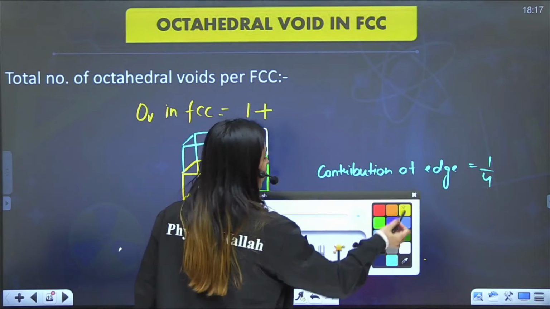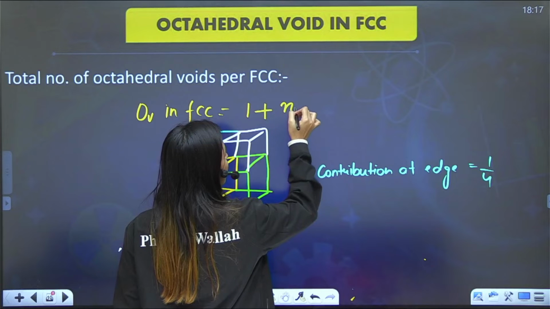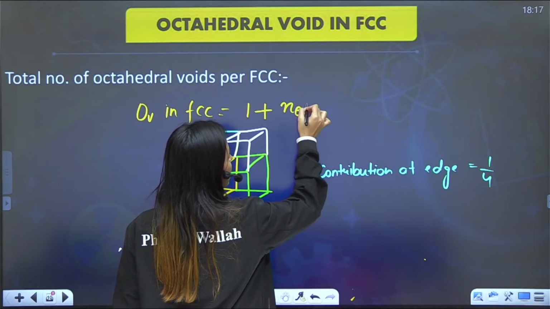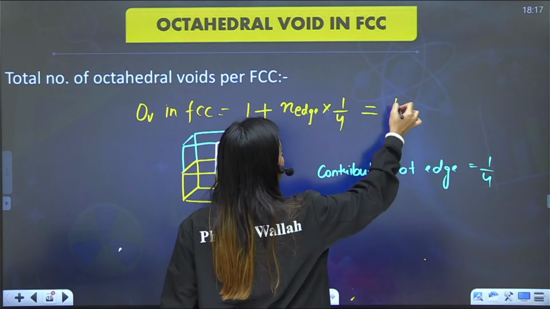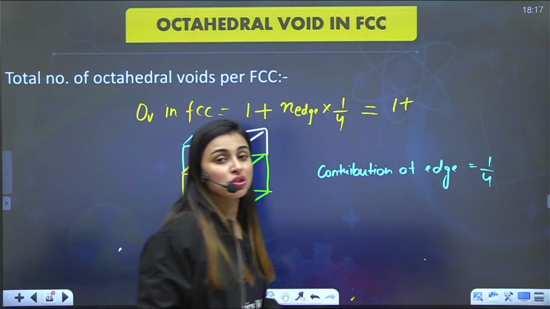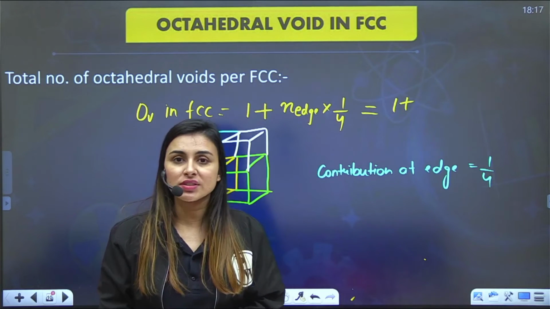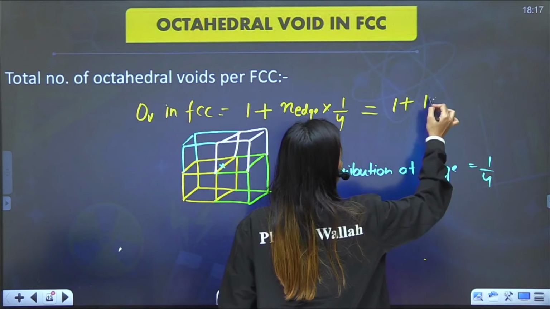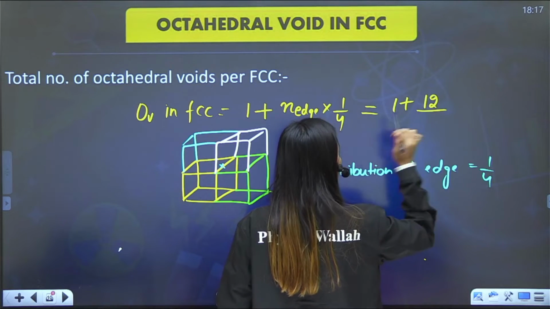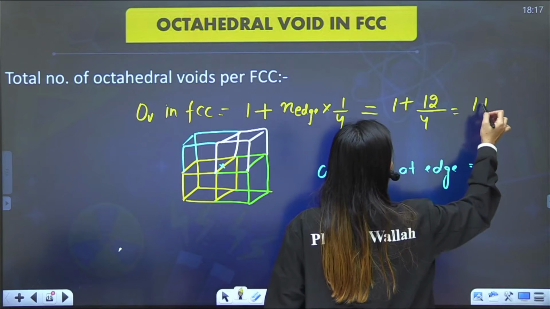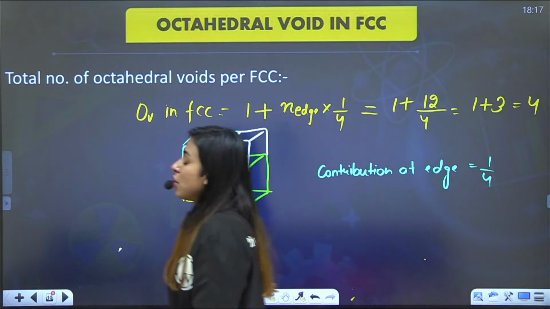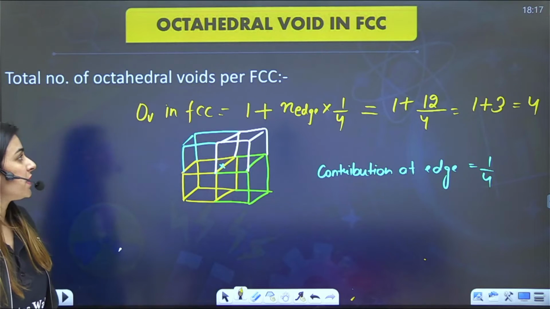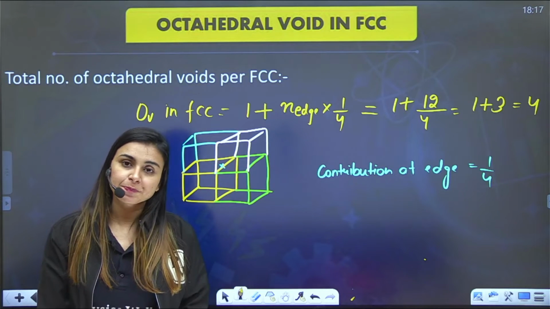So the number of octahedral voids would be number of voids on the edge into the contribution, which is 1 by 4. So this would be 1 plus, how many edges do you have? You have 12 edges, right? Yes. And on each edge you have an octahedral void, so divided by 4, this would be 1 plus 3, which is equal to 4. So you have 4 octahedral voids present in a FCC, right?